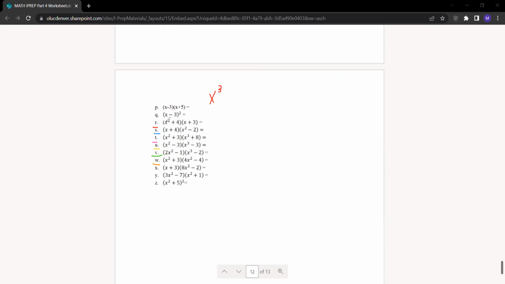So we'll have x cubed. We do outside, x squared times 3, 3x squared. Inside, 4 times x. And last, 4 times 3. So in this one, you see, we do not have any like terms to combine, right? We have x to the third, 3x squared, 4x, and 12. None of those will combine. So that is our final answer. So move on to the next one.